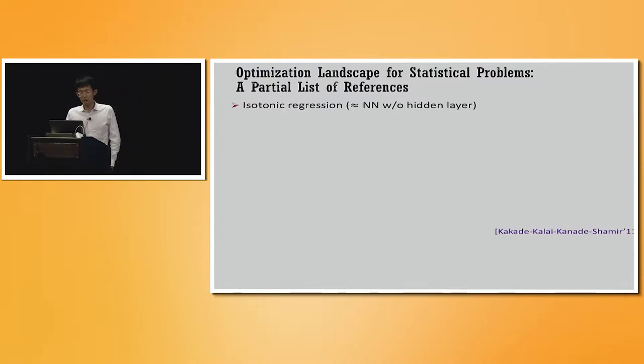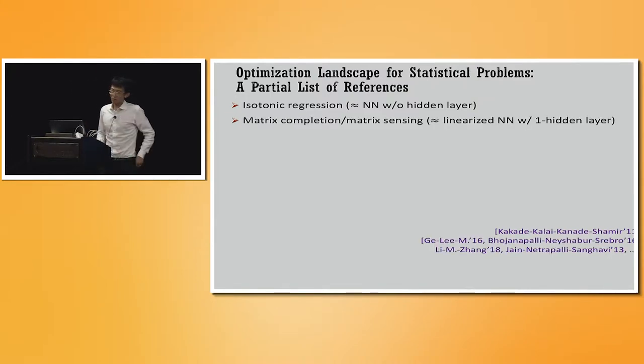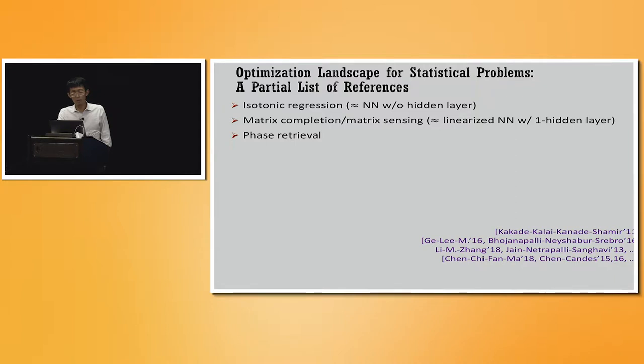So this is just a partial list. I think the first result along this line probably is the isotonic regression paper by Kakade et al. Isotonic regression is basically a neural network without any hidden layer. So you just have a linear layer and a non-linear activation function. We know that for matrix completion and matrix sensing, the landscape has this property that all local minima are global, and matrix completion and matrix sensing are pretty much a linearized network with one hidden layer. So you have two weight matrices, and there's no nonlinear activation in between them. We know the landscape of phase retrieval is also nice.